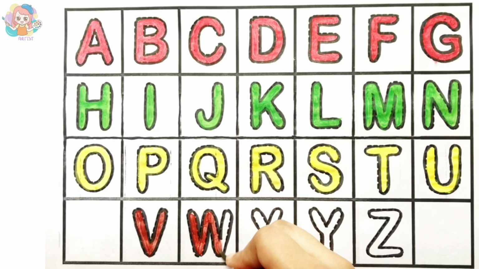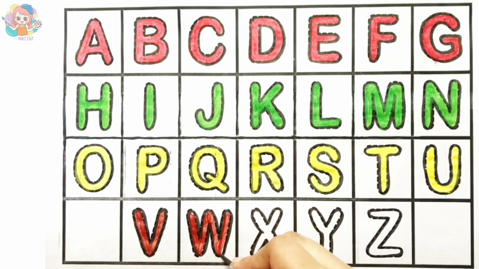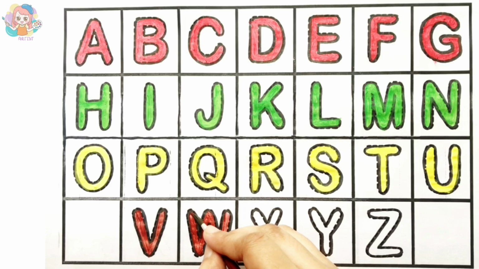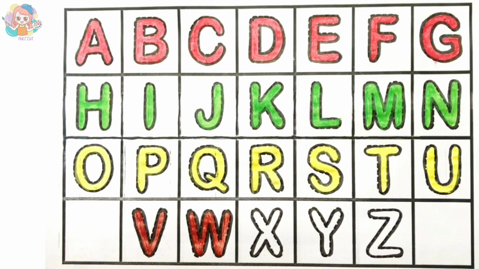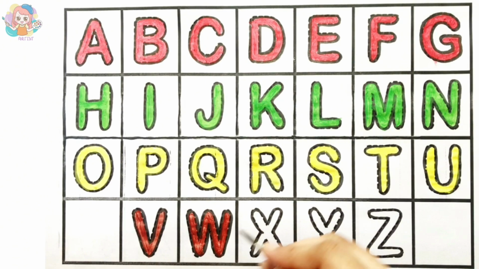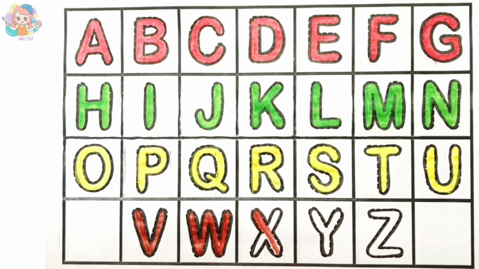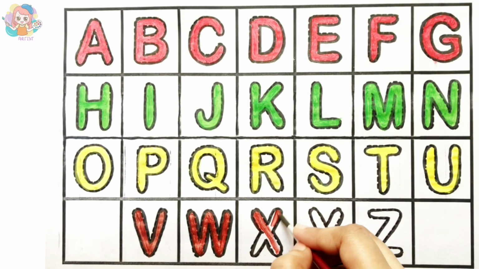W for Watch. A B C D E F G H I J K L M N O P Q R S T U V W X Y and Z. Happy, happy, I am happy. X for Xylophone.